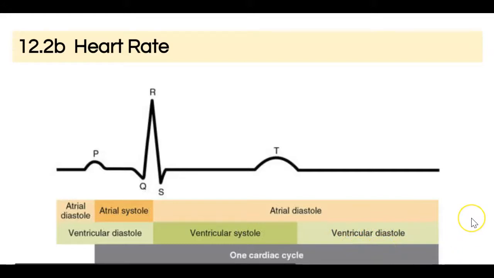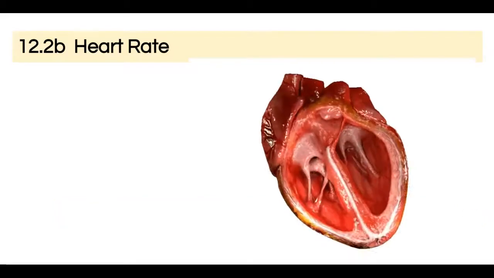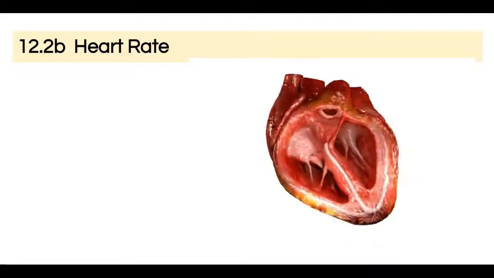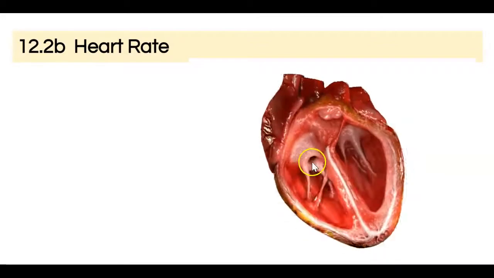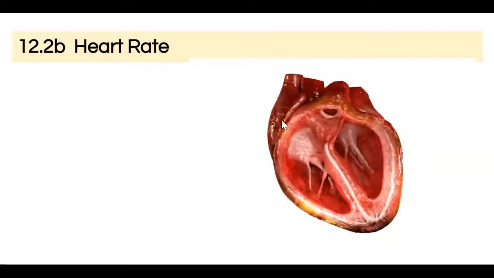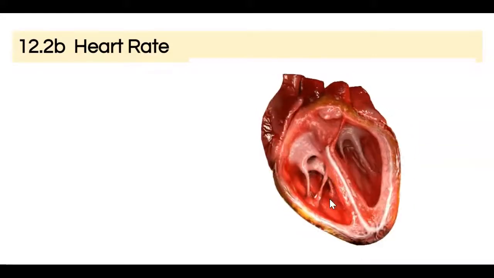So again, diastole is relaxing, systole is contracting. Now let's put it all together here. So we can see here atria contracting and then ventricles contracting.